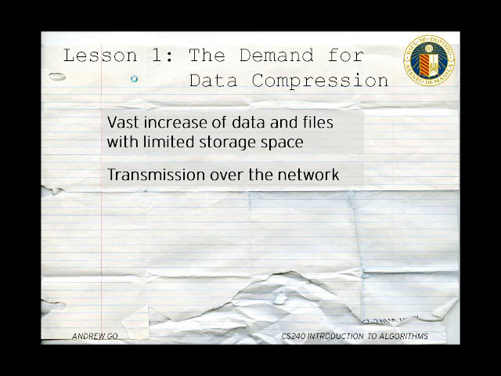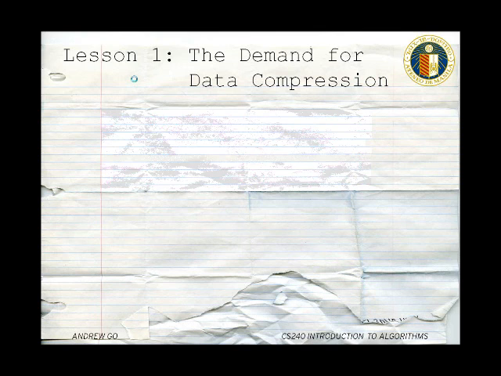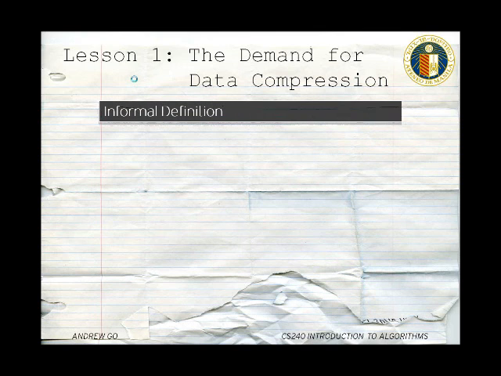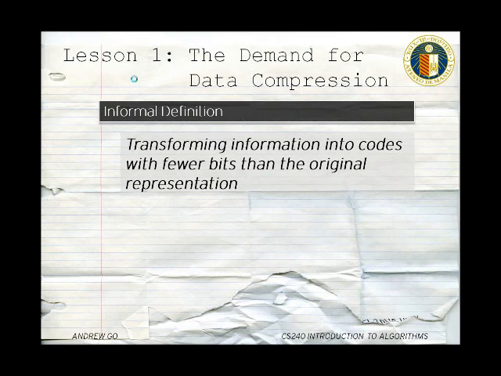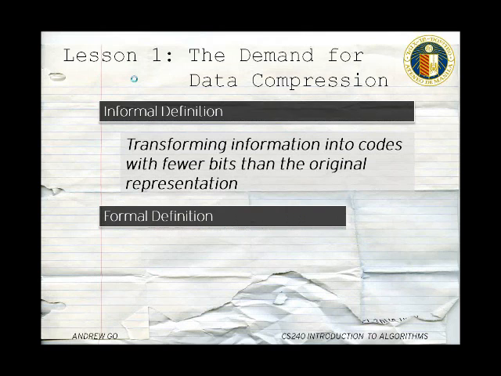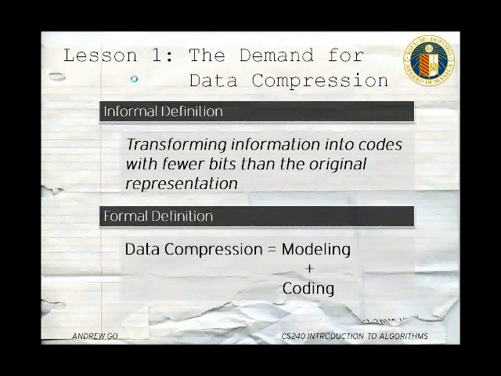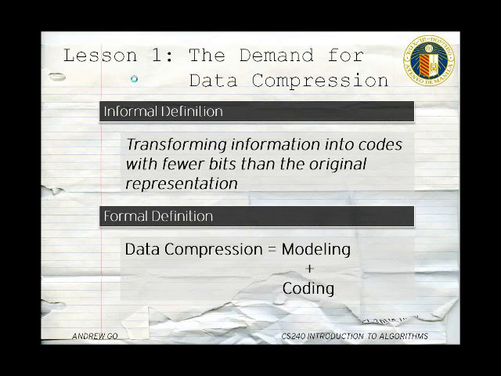Now, let's define what data compression is, informally and formally. In general, data compression consists of taking a stream of symbols and transforming them into codes. If the compression is effective, the resulting stream of codes will be smaller than the original symbols. But defining it formally, data compression is equal to modeling plus coding. Then the code for a certain symbol or set of symbols is based on a model.